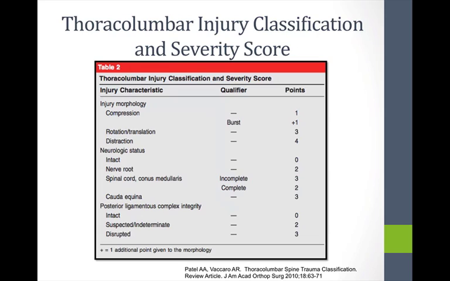The thoracolumbar injury classification and severity score was introduced by the Spine Trauma Study Group in 2005, and it was designed to provide a clear, reliable classification system. 3 major injury characteristics were defined: injury morphology, neurologic status, and the integrity of the posterior ligamentous complex. Point values are assigned to each major category based on injury severity. The sum of these points represent the TLICS severity score, which may be used to guide treatment.